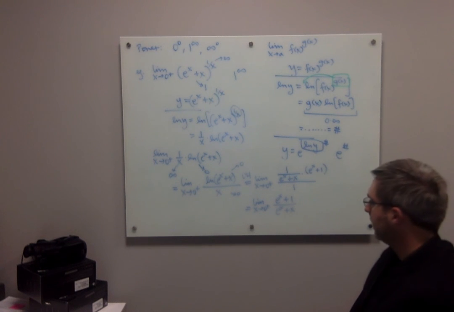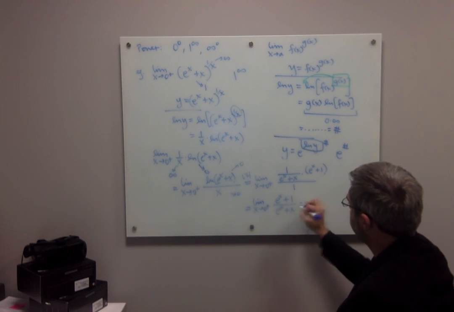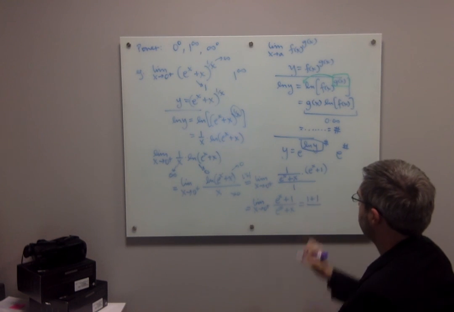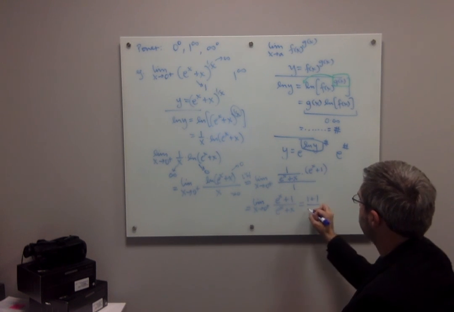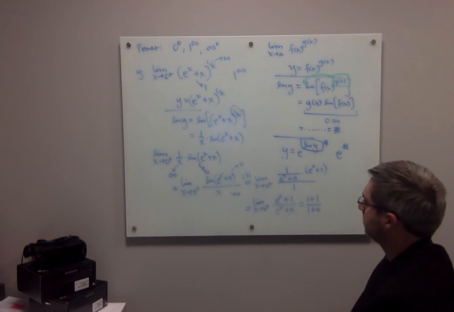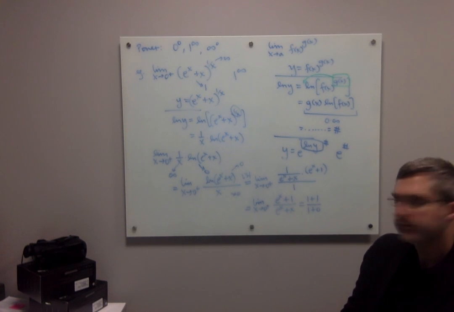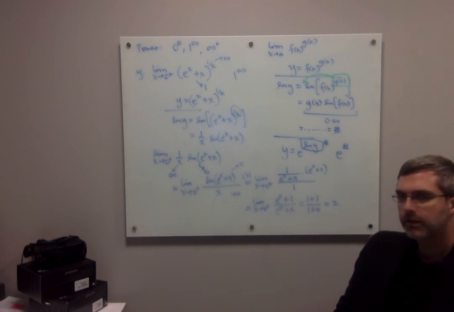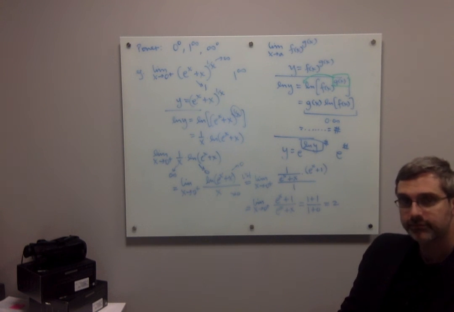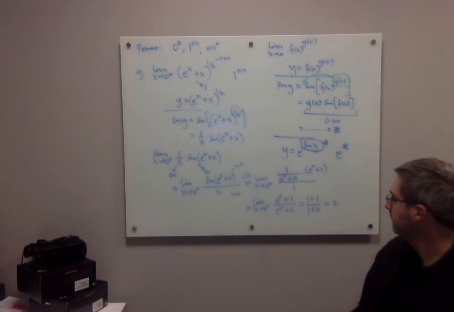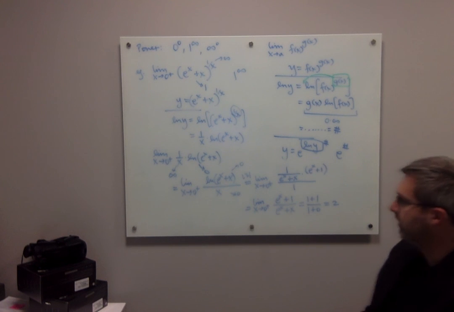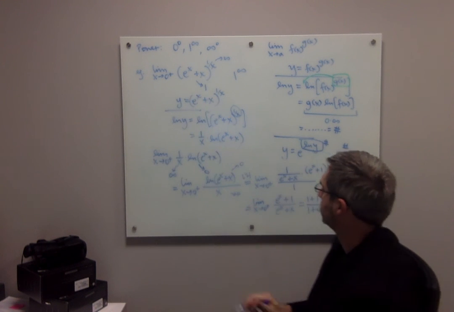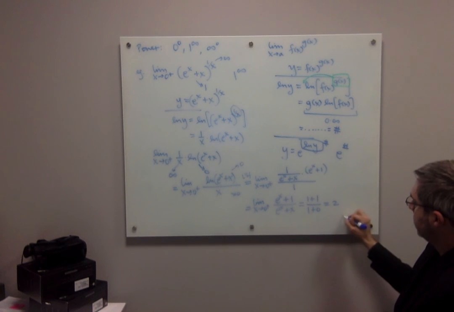So now when I let x go to 0, the top is 1 plus 1. The bottom is 1 plus 0. So the limit should be 2. Am I done? No, we need to make sure that we go back. We've solved this problem, but we haven't solved that problem. So what is that limit? The overall limit then is e to the 2.